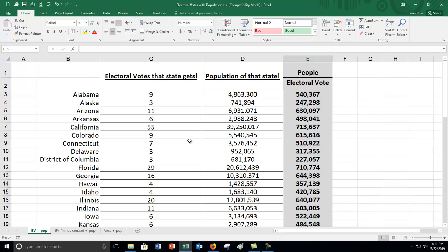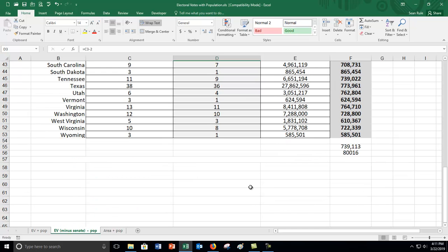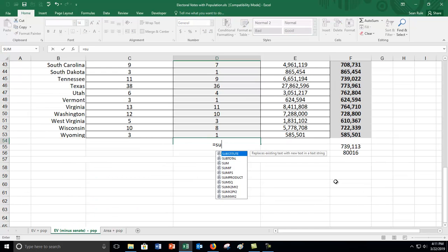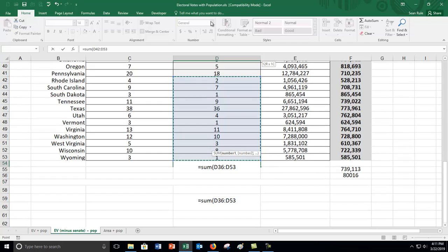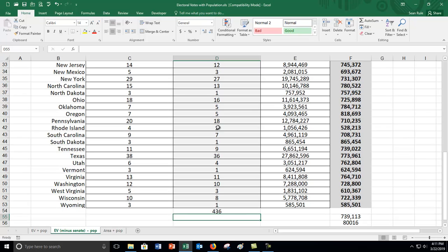Okay, let me use the other sheet. This might make it easier. So I'm going to leave the senators out because the senators screw everything up anyway. Here's the population of the state. What I'm going to do is sum up these two things. We're going to equal the sum, because if I take out those 102, this should be, if my math is correct, 436. Yep, 436.